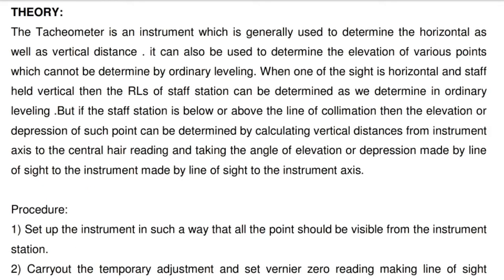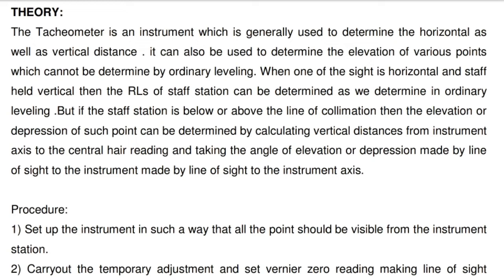Theory: the tacheometer is an instrument which is generally used to determine the horizontal as well as vertical distance. It can also be used to determine the elevation of various points which cannot be determined by ordinary leveling. When one of the sights is horizontal and the staff is held vertical, then the reduced level of the staff station can be determined as we determine in ordinary leveling.